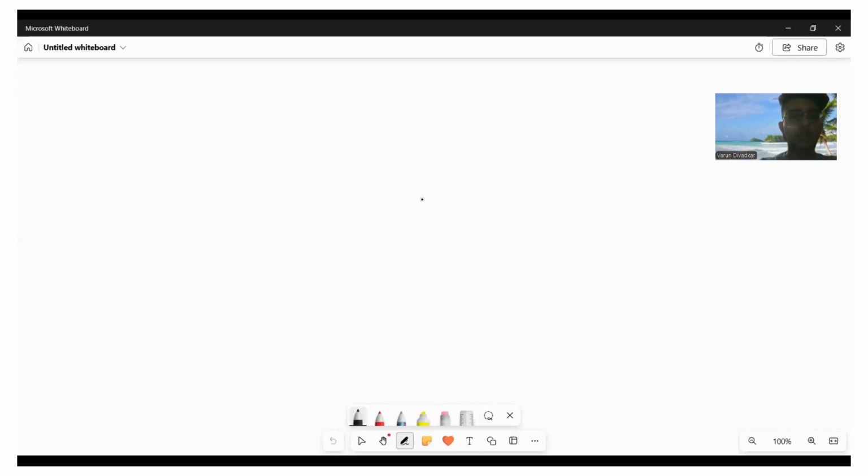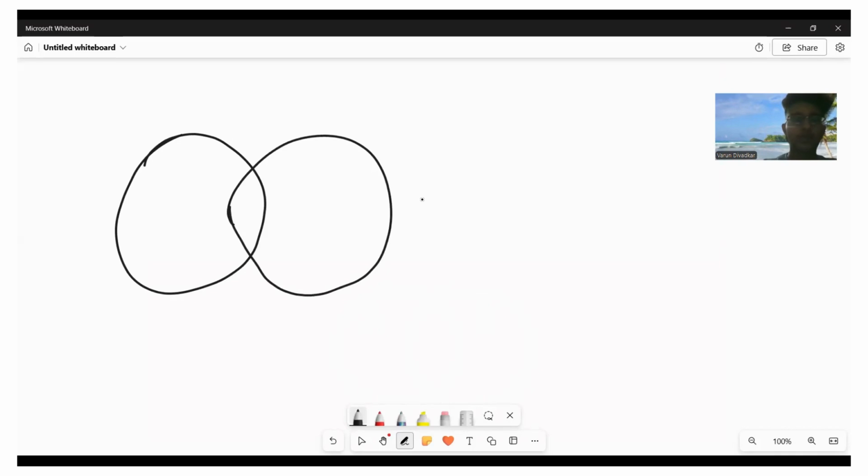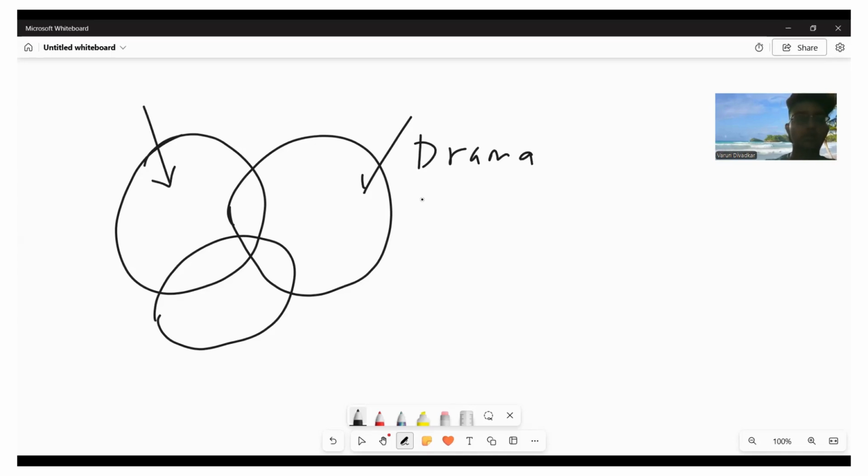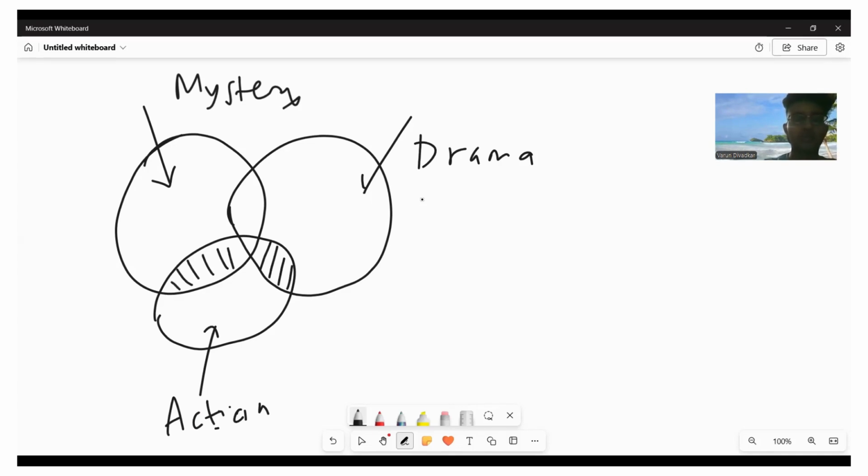Like say, for example, have you ever come across a situation where you wanted to classify your favorite movies into different kinds of genres, like say, this is drama, and this is mystery, and this is action, and then try to understand which movies fall into both categories of drama and action, which fall into both mystery and action, and which fall into both mystery and drama, and then which fall into all three categories. That is this one.